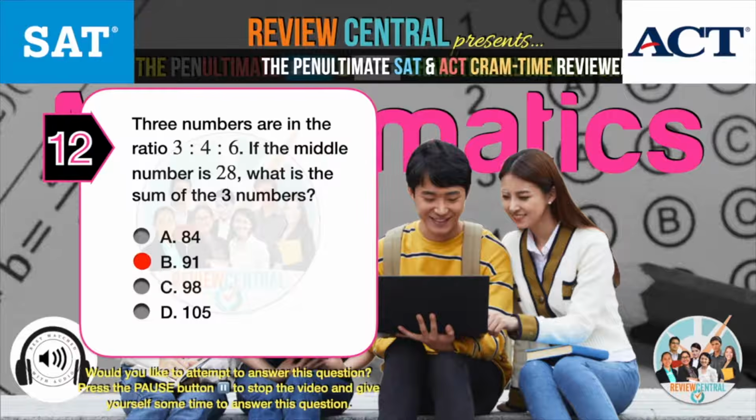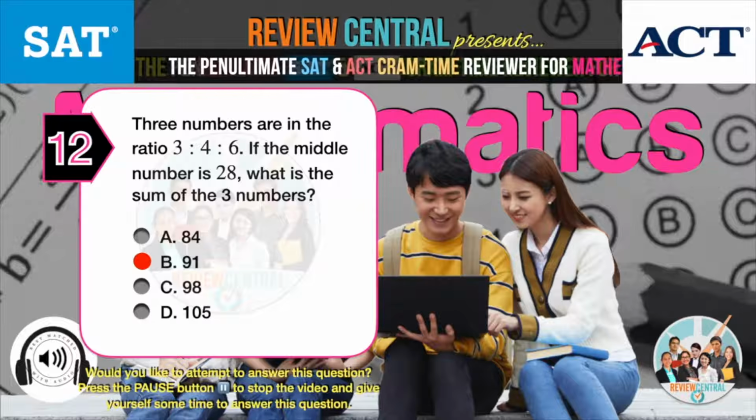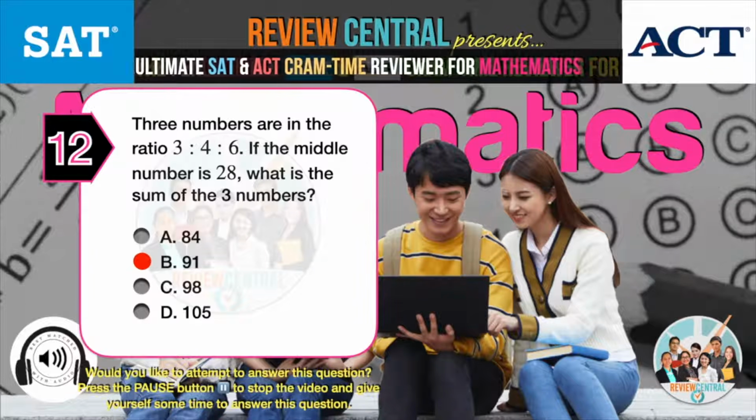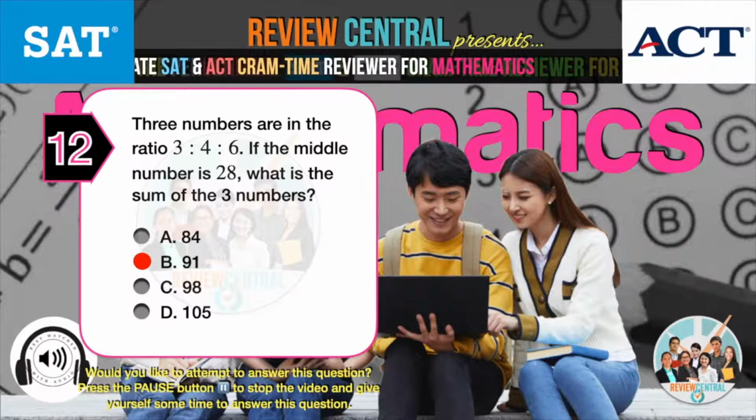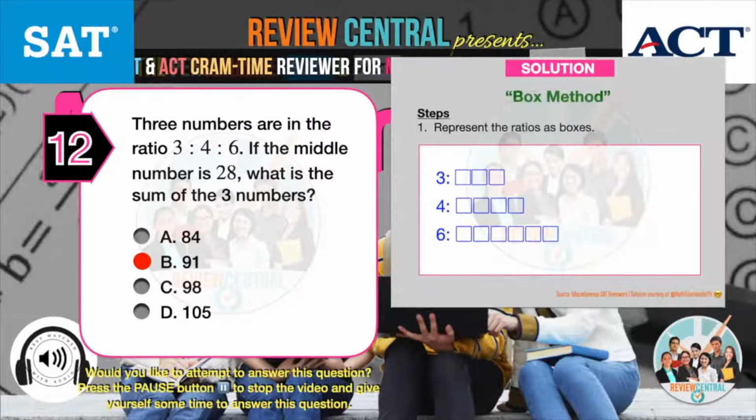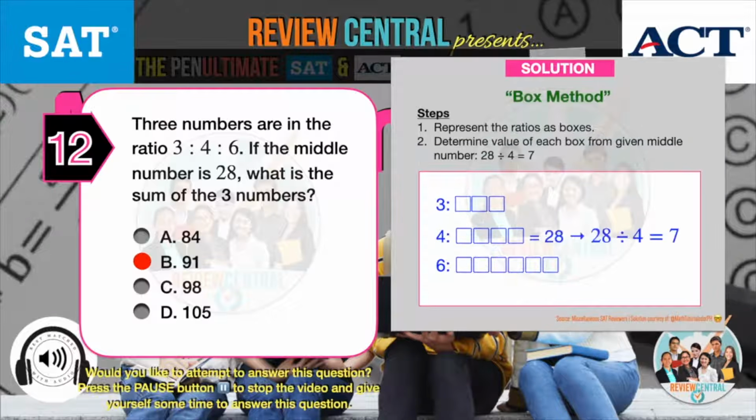The correct answer is B. 91. There can be several ways to solve this problem. Let us introduce you to a handy and cool technique, in case you are not familiar with it yet, to solve ratio and proportion problems like this. We call it, for lack of imagination, the box method. Let's represent the given ratios as boxes, as shown. All of the boxes represent the same number.